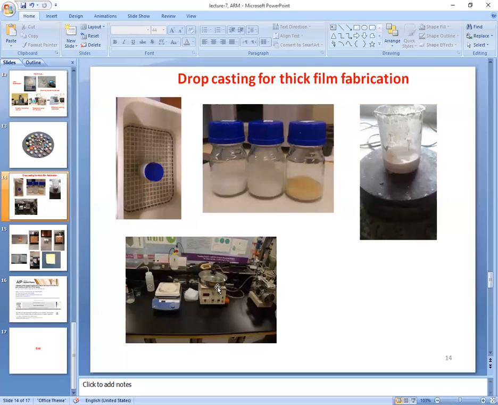you can just take out the substrate, and then you have to heat it so that the film may be dried, and then you can characterize that film.